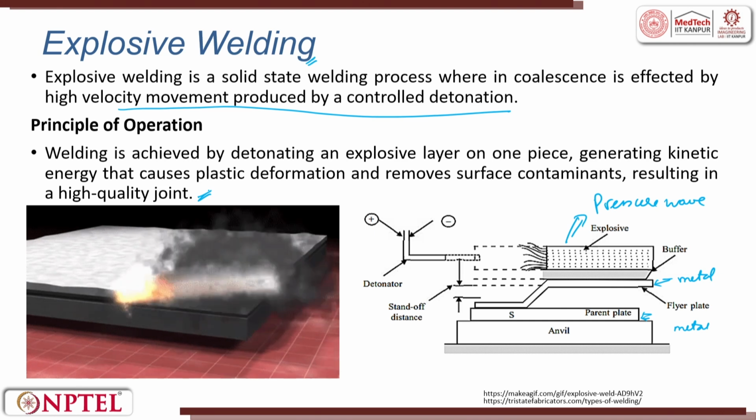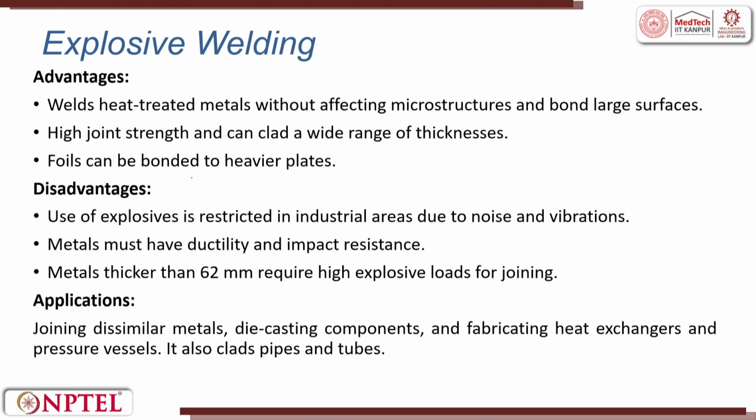So, this is again used in the aerospace industry. It welds metals without affecting the microstructure, and the bond layer surface is achieved, because we are able to join this. The disadvantage: the use of an explosive is restricted in industrial areas. Joining of dissimilar materials, die-cast components, and fabricated heat exchangers and pressure vessels are also tried. Cladding of pipes and tubes is also possible.